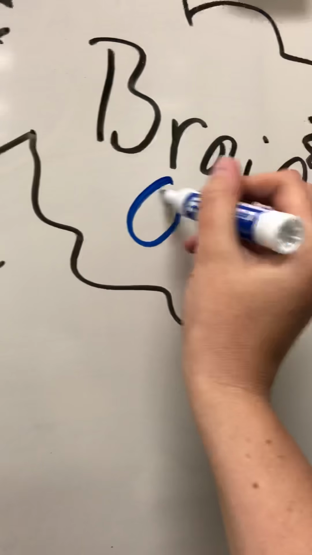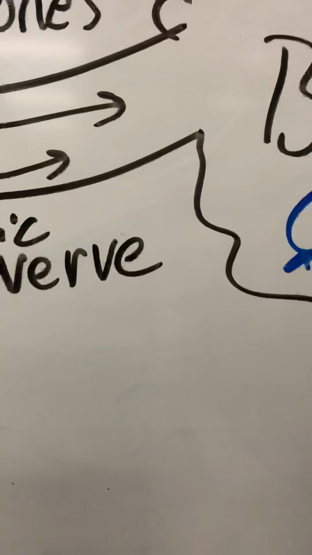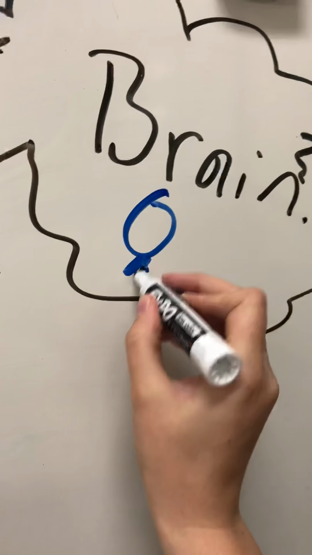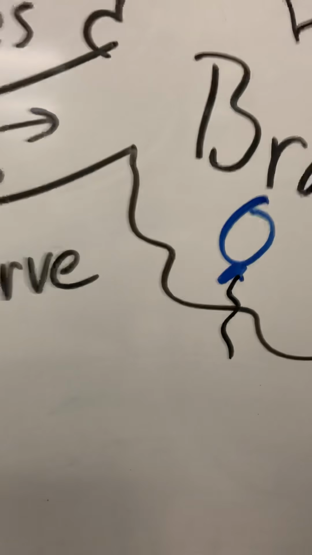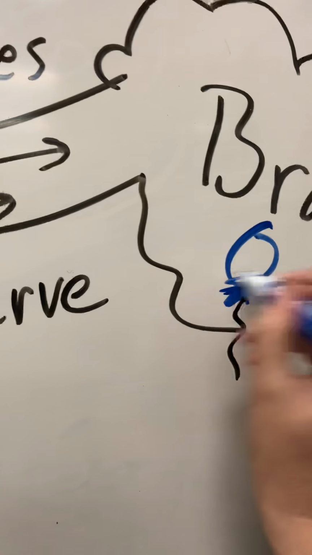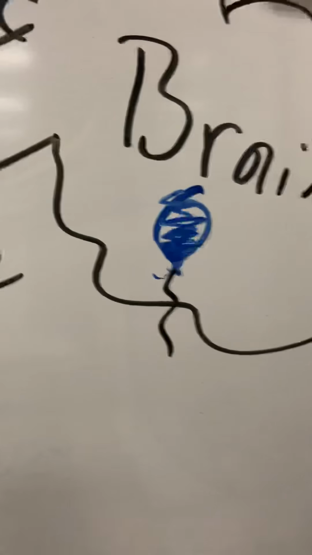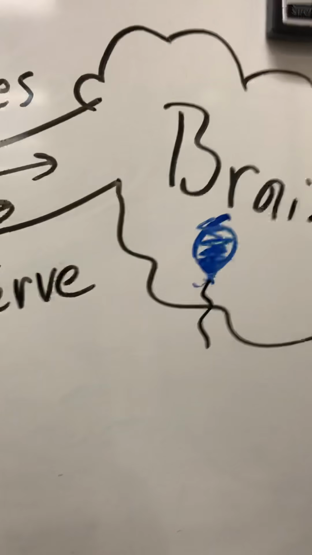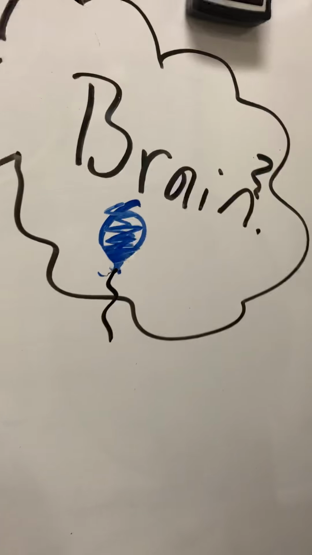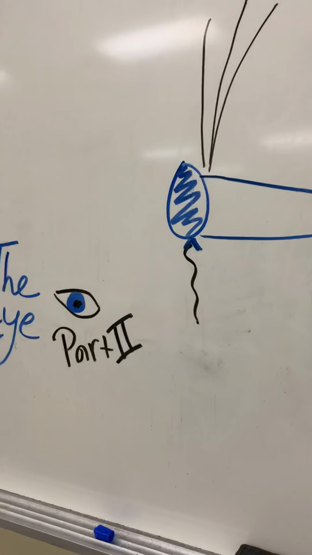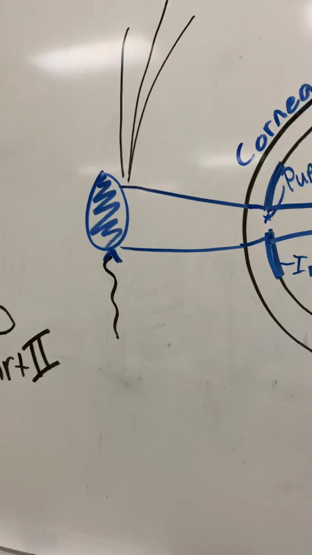And your brain unscrambles that image, and your brain goes, okay, that is clearly a blue balloon that I'm looking at. Your brain doesn't see it as upside down, or else we'd see everything in the world as upside down. But we don't. Your brain flips it around because your brain's so smart.